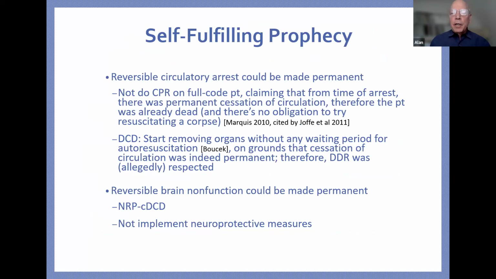And the self-fulfilling prophecy is a big problem with the term permanent, because reversible circulatory arrest could be made permanent by not doing cardiopulmonary resuscitation on a full code patient, claiming that from the time of the arrest, there was permanent cessation of circulation. Therefore, the patient was already dead, and there's no obligation to try resuscitating a corpse. Also, one could start removing organs without any waiting period at all for autoresuscitation, on the grounds that cessation of circulation was indeed permanent, and therefore the dead donor rule was allegedly respected. This was actually done in the case of Busek, who waited only 75 seconds before removing hearts of infants after their hearts had spontaneously stopped.